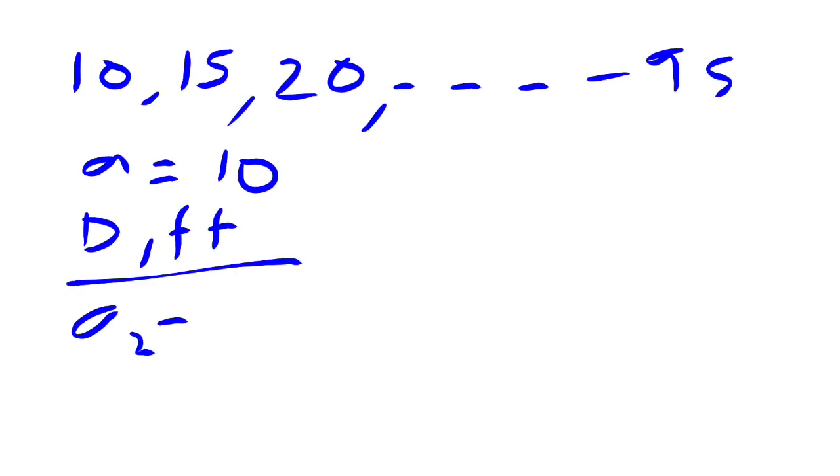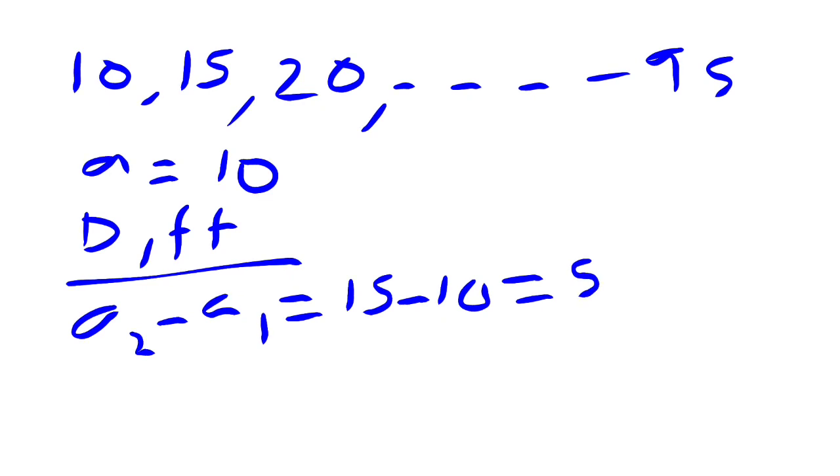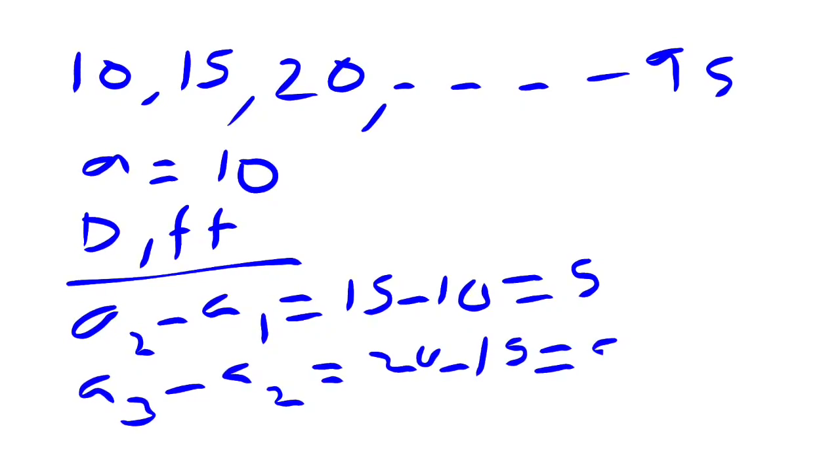First difference, A2 minus A1. A2 value is 15 and A1 value is 10. 15 minus 10 is 5. Second difference, A3 minus A2. 20 minus 15 is 5. So here the differences are common. So definitely the list of numbers forms an AP. And this common difference is d.